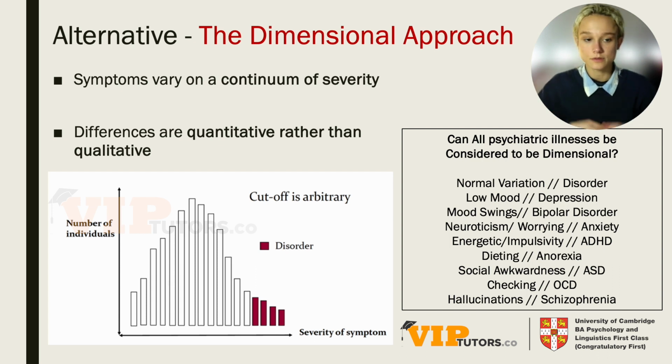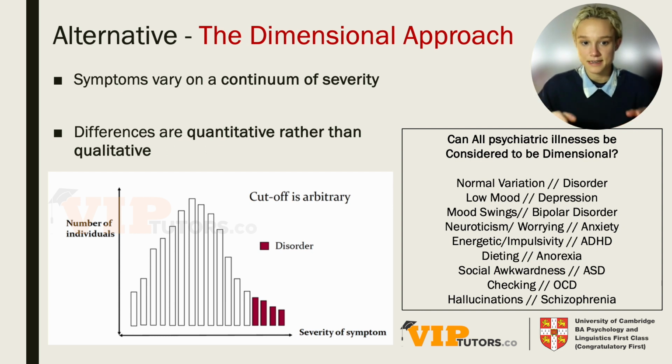So it will have a more holistic approach to different symptoms, which has a slightly different implication for our question about character flaws. So in that case, we have to ask, can all psychiatric illnesses be considered as dimensional? Essentially, they look at the symptoms before they look at the psychiatric illness.